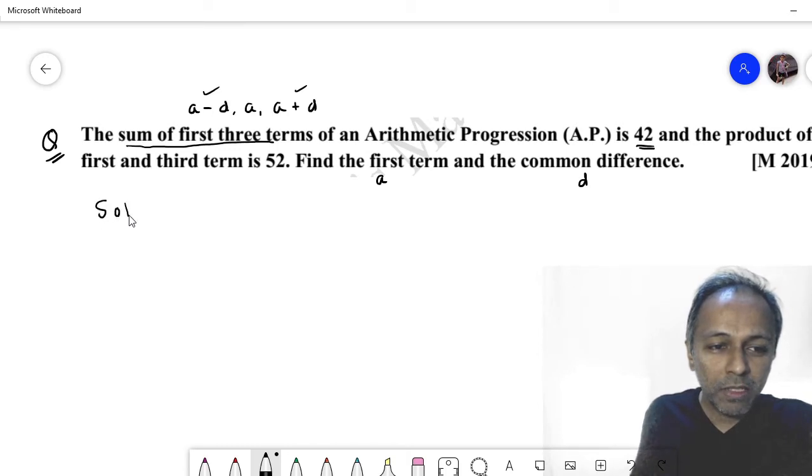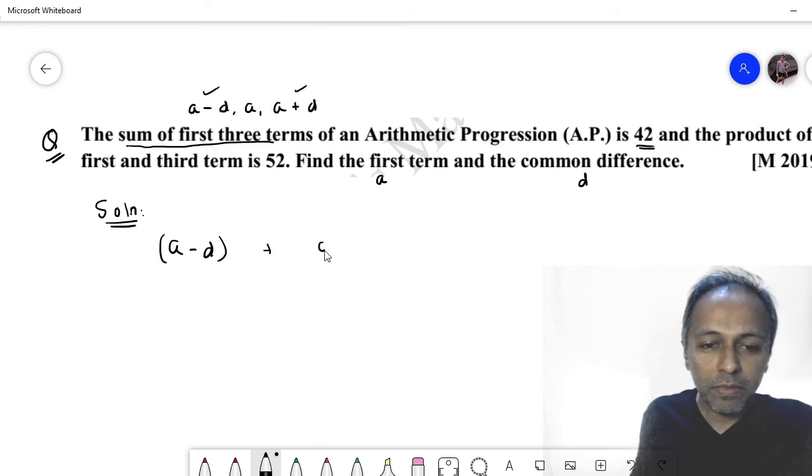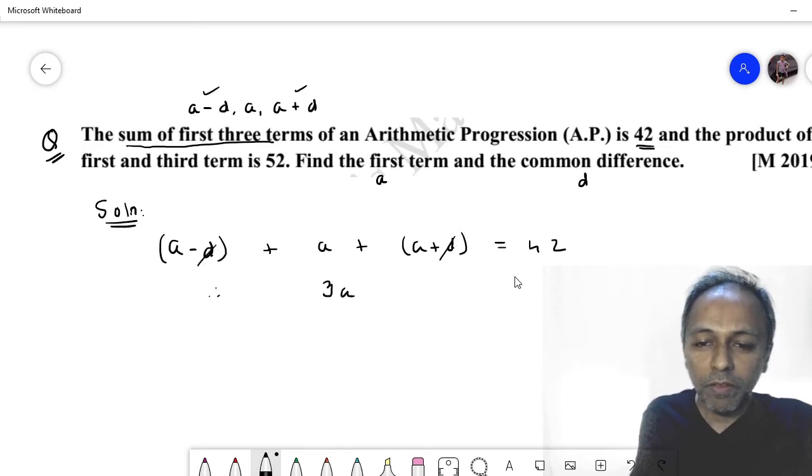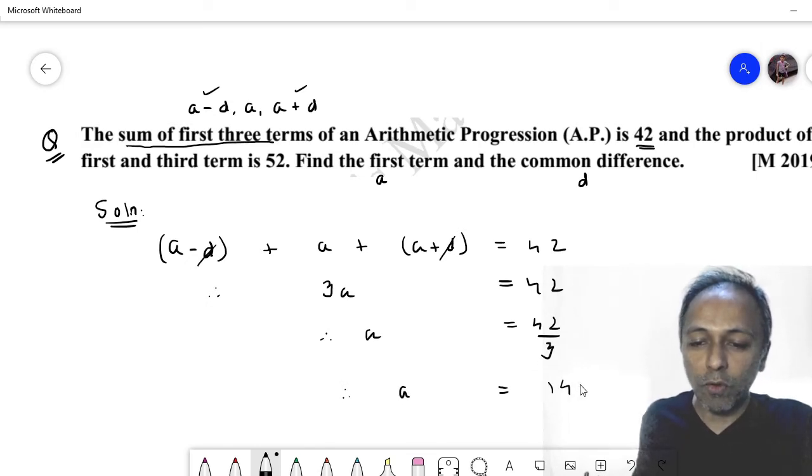Let's begin. So the sum is 42. So we can say let the three numbers be A minus D, A and A plus D, and we are adding and equating it to 42. As you have seen, the advantage is that D gets cancelled out. We are getting 3A is equal to 42. We can divide by 3. So 42 upon 3 will be the A value. That is 14. So A is 14.